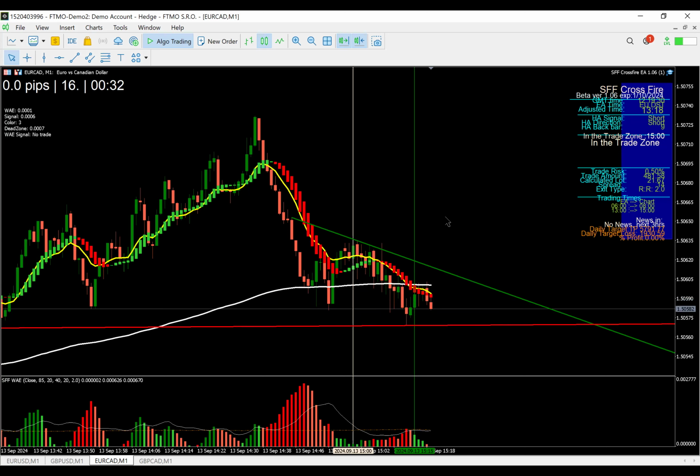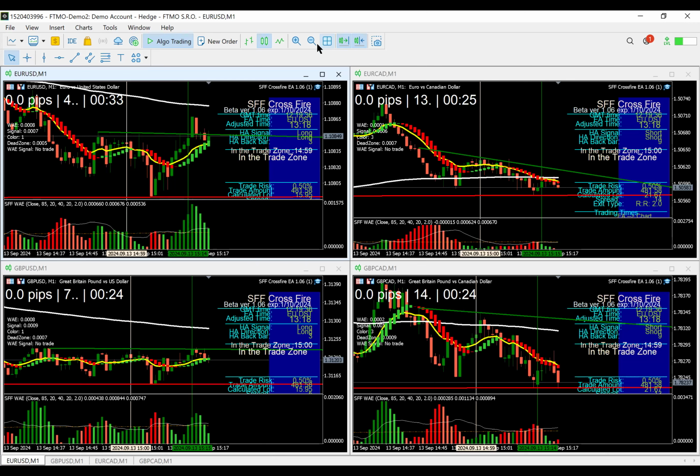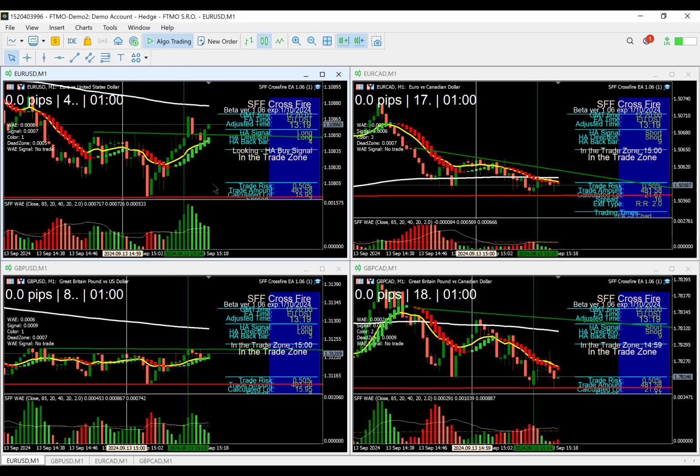So I think what I need to do is go back to the 4 charts, see if we can see another opportunity. So this one, the yellow line is starting to look as if it might cross over the white line at some point in the future. The price at the minute is just hovering around the green trend line, so it's not looking for a buy at the minute. When it gets above the green trend line, it'll say looking for a buy signal.